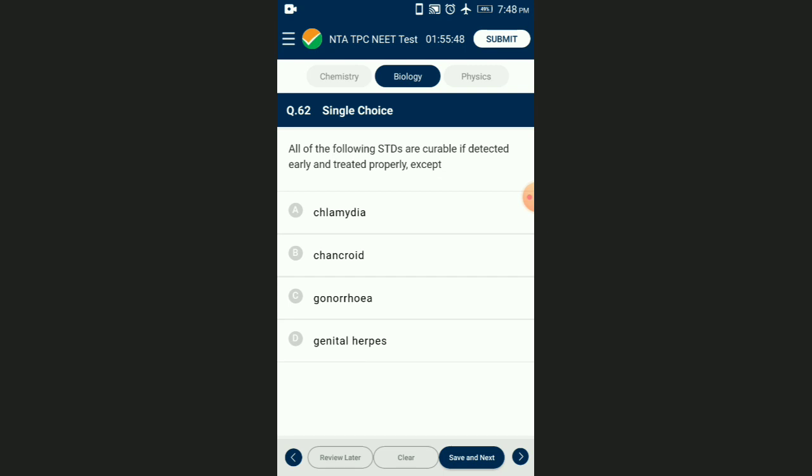Question number 62. All of the following sexually transmitted diseases are curable if detected early and treated properly, except genital herpes. Genital herpes can be managed while you are taking treatment. Other than genital herpes, gonorrhea, chancroid and chlamydia are curable if detected at an early stage. So the answer for this question is option D, genital herpes.